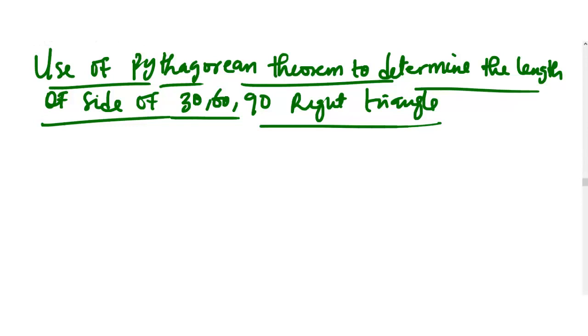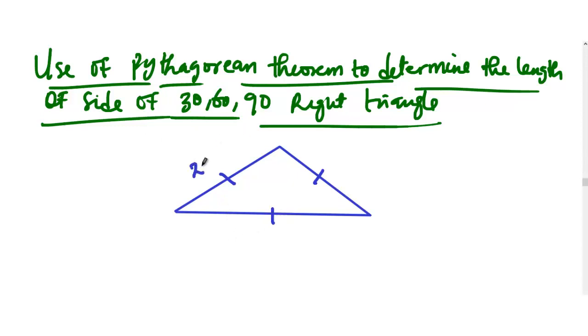So let me draw an equilateral triangle. Permit me to use my ruler. Pardon me, this is my equilateral triangle. This side and this side are of equal length. Now we are using the length of side 2x units. So this is 2x, this is 2x, and this full length is also 2x.